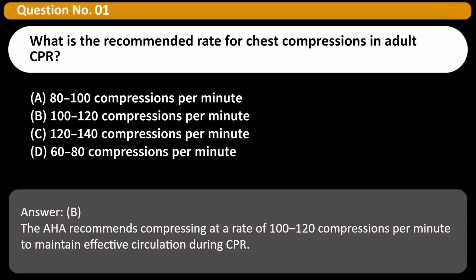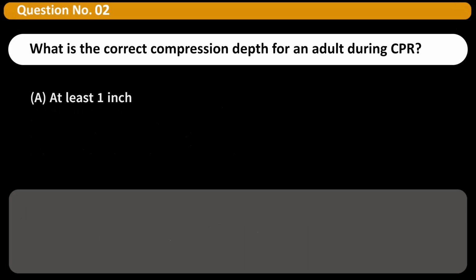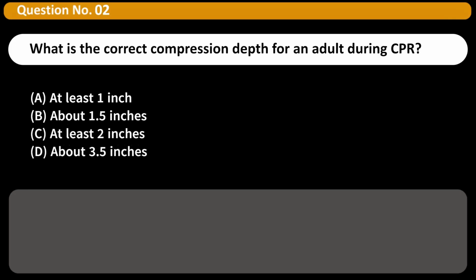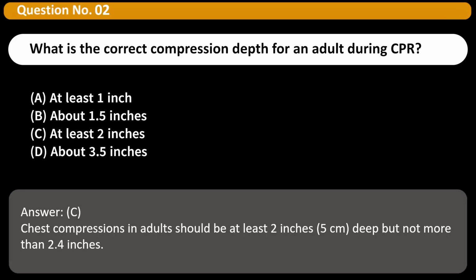during CPR. What is the correct compression depth for an adult during CPR? A. At least 1 inch. B. About 1.5 inches. C. At least 2 inches. D. About 3.5 inches. Answer: C. Chest compressions in adults should be at least 2 inches, 5 centimeters, deep but not more than 2.4 inches.